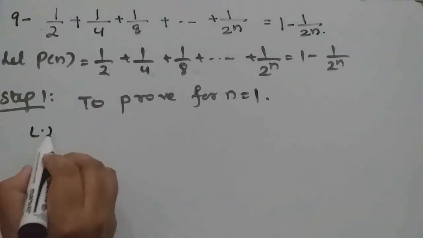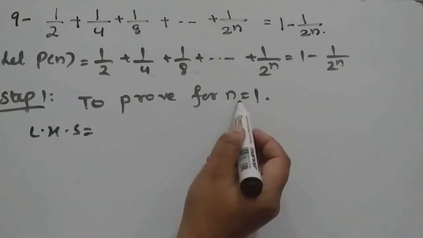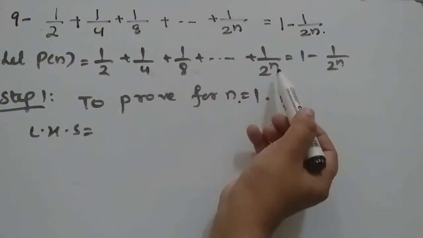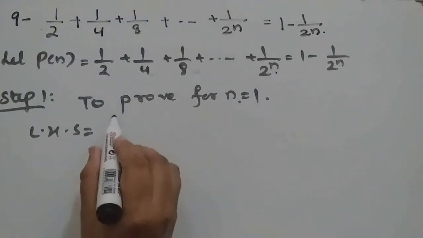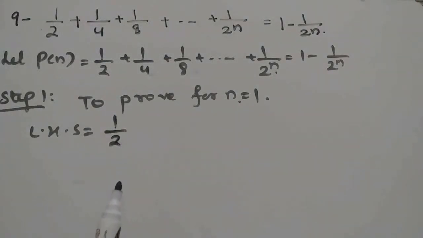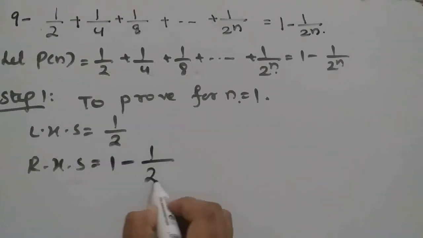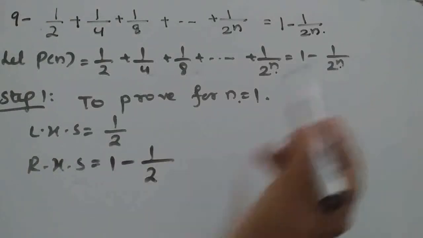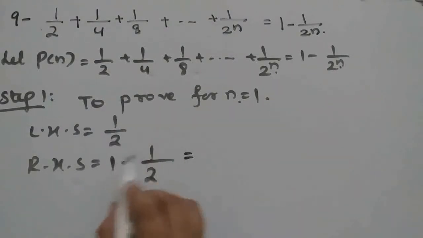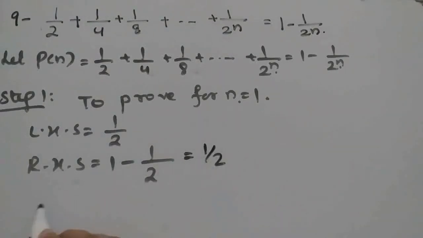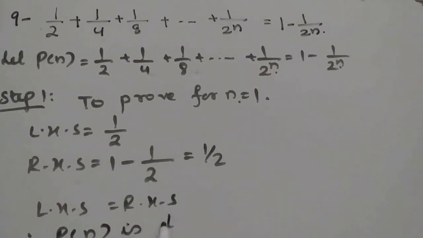So left hand side we should consider, so n equal to 1 means first term, or here also we can substitute. So we will get same answer 1 by 2. RHS is 1 minus 1 by 2. Okay, 2 power 1 means 2 only. So 1 minus 1 by 2 means 1 by 2. So LHS equal to RHS. Therefore P of n is true for n equal to 1.